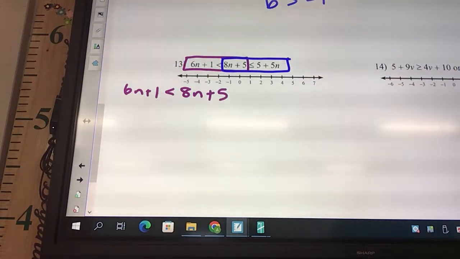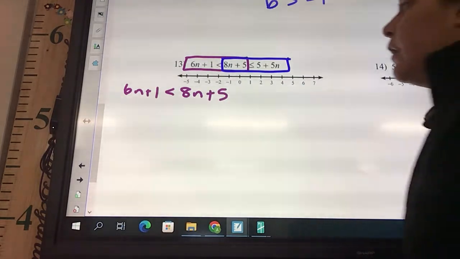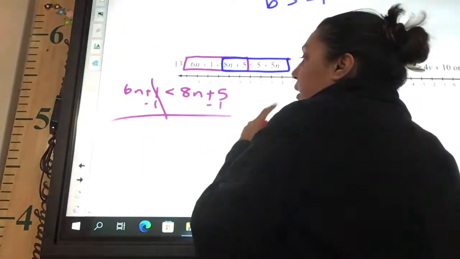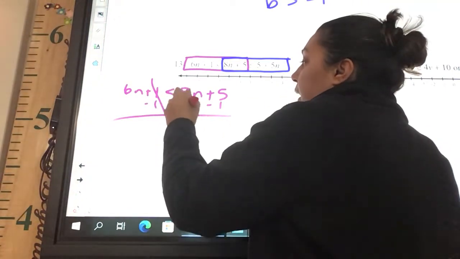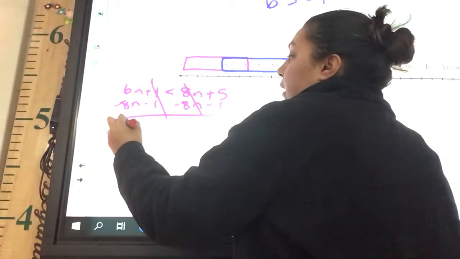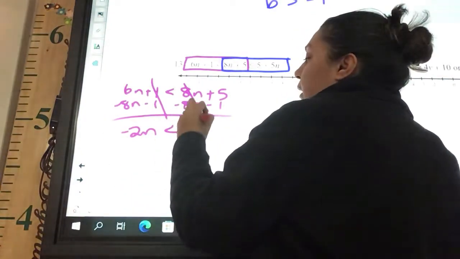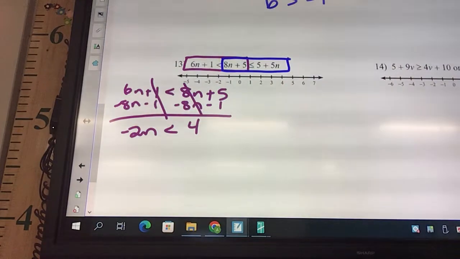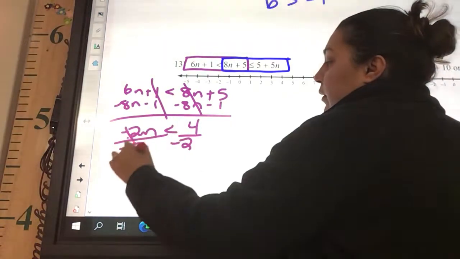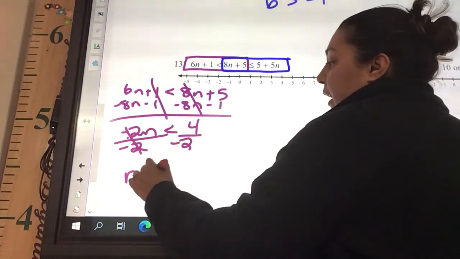Okay, so same thing as before, what needs moved? The 1. Okay, and what else? The 8n. So you're going to get negative 2n and then a 4. And then we're going to divide by negative 2, and I need to flip.